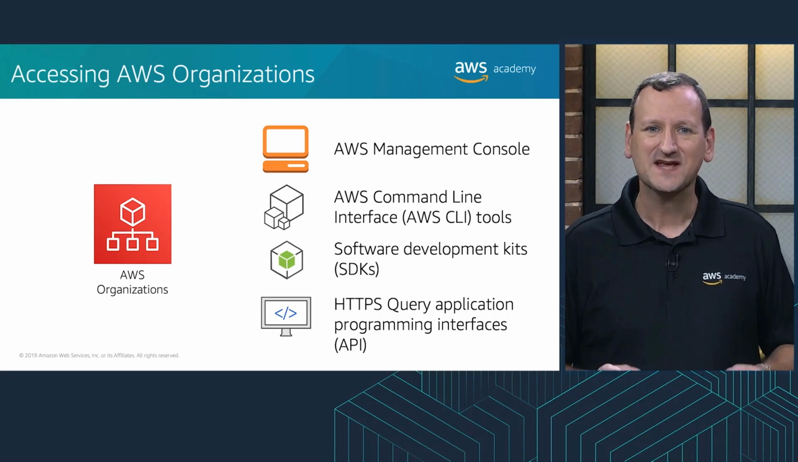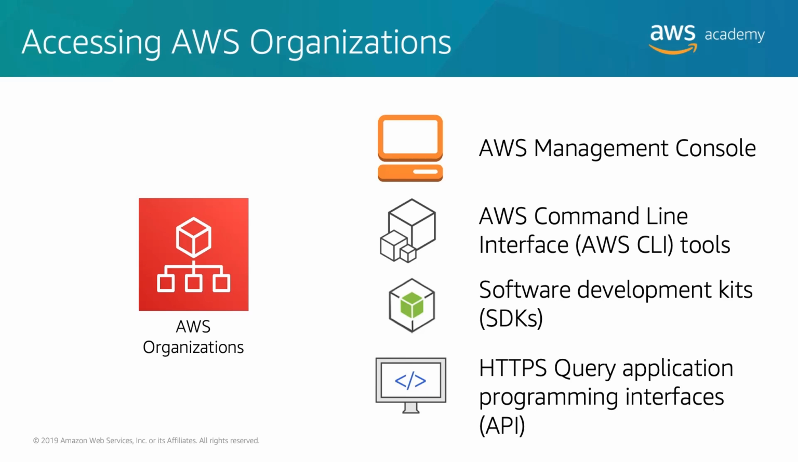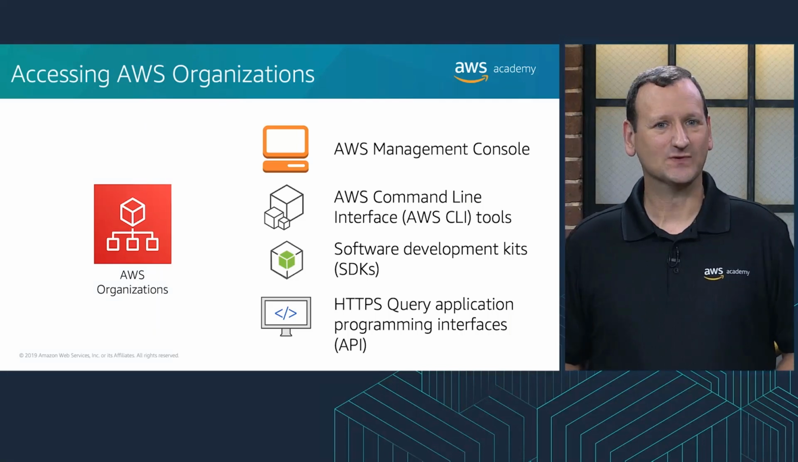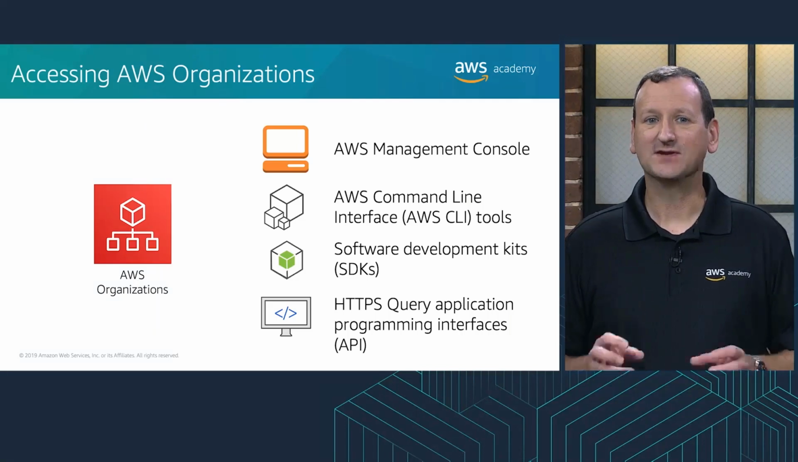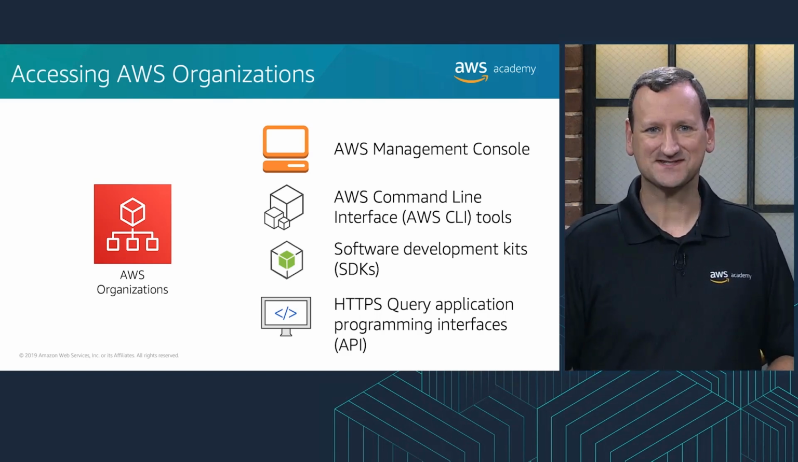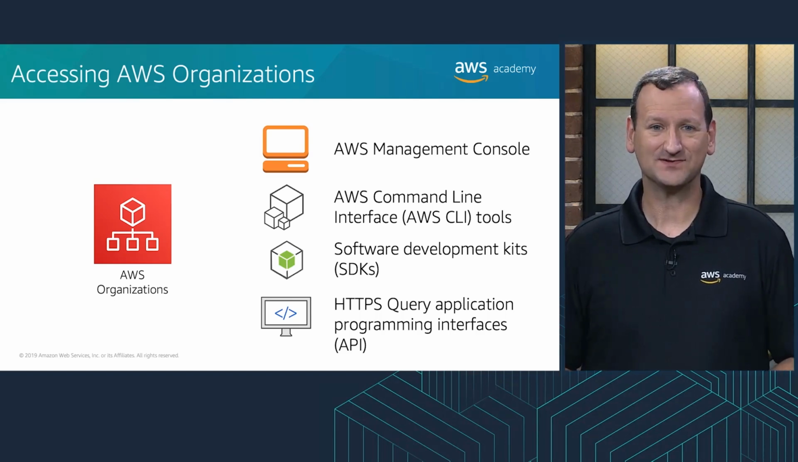Like other services, AWS Organizations can be managed through different interfaces. The AWS Management Console is a browser-based interface that you can use to manage your organization and your AWS resources. You can perform any task in your organization by using the console. AWS Command Line Interface tools enable you to issue commands at your system's command line to perform AWS Organizations tasks. This method can be faster and more convenient than using the console.